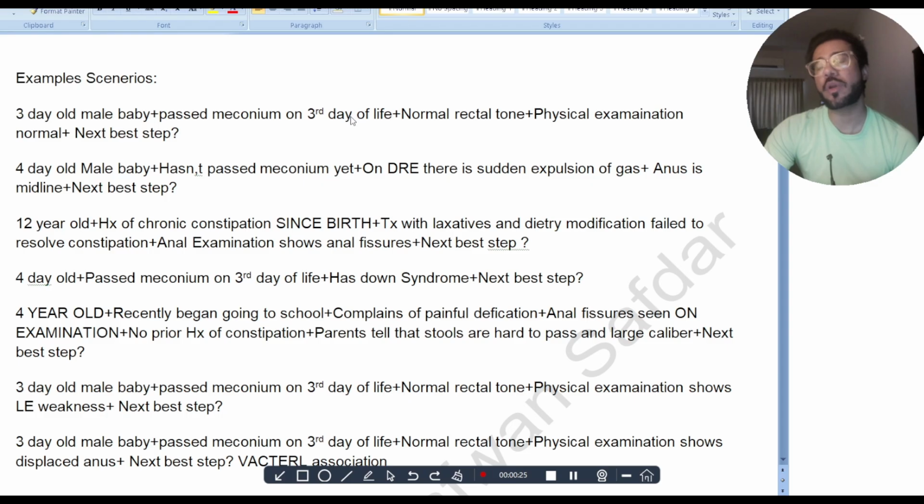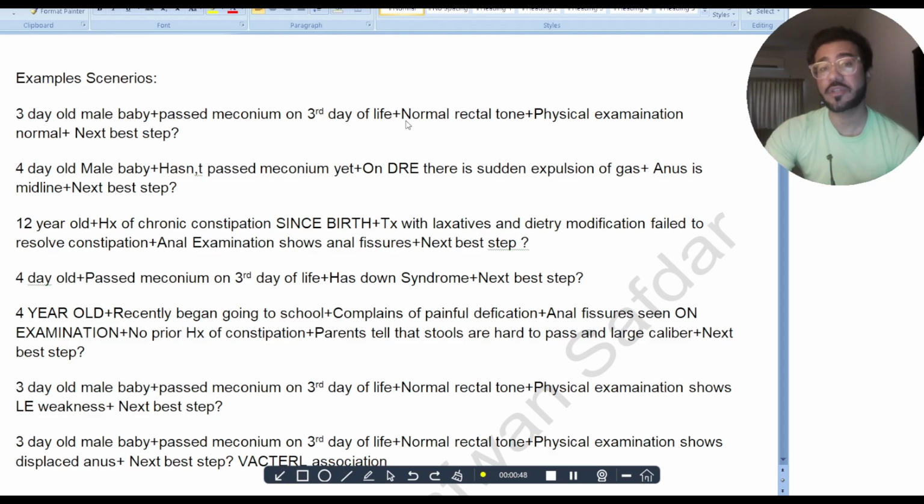So usually meconium should be passed on the first day of life. So this is considered as delayed passage of meconium. When the rectal tone is observed, the rectal tone is normal. Physical examination is also normal. Next best step. So what can you suspect in this case? Whenever there is delayed passage of meconium, two differentials should be in your mind: either cystic fibrosis or Hirschsprung disease.